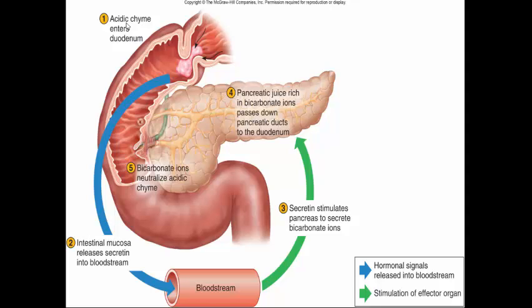You have the very acidic chyme that enters the duodenum, the first part of the small intestine, here. A special lining of the small intestine will release secretin into the bloodstream. Step 2. The secretin will stimulate the pancreas to secrete bicarbonate ions. So the pancreatic juice is released by the pancreas, containing all the bicarbonate ion. And then that bicarbonate ion will be dumped inside the small intestine to neutralize that very acidic chyme. So this bicarbonate ion and pancreatic juice isn't released until it detects the presence of the acidic chyme in the first part of the small intestine.